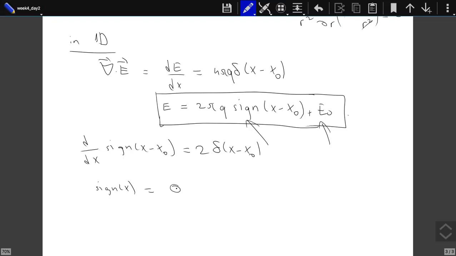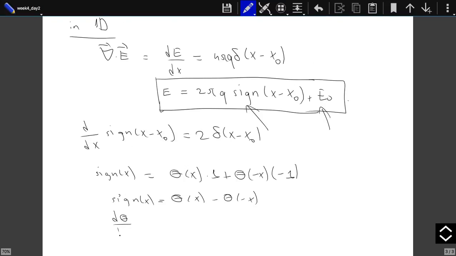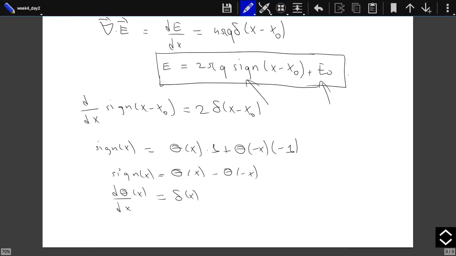If x is larger than 0, it's 1. And if x is less than 0, it is minus 1. Right? So this is theta of x minus theta of minus x. We had discussed the derivative of the theta function. Do you remember its derivative? 0 almost everywhere except on one point. So it's Dirac delta of x.